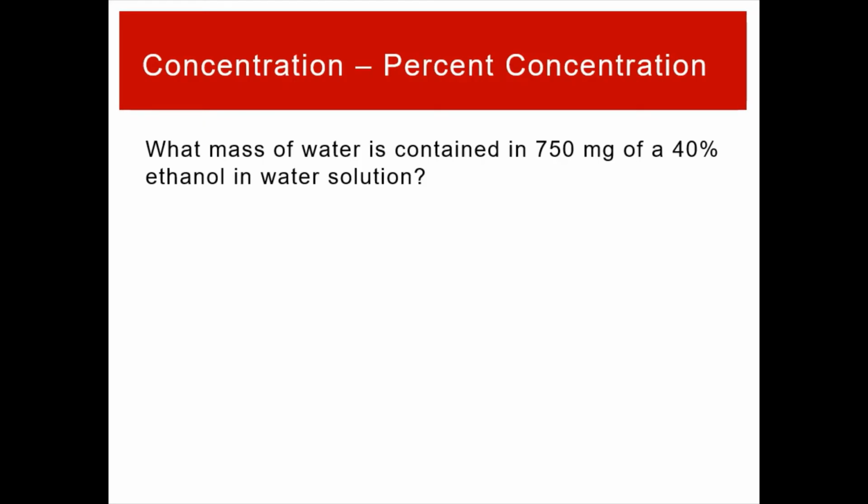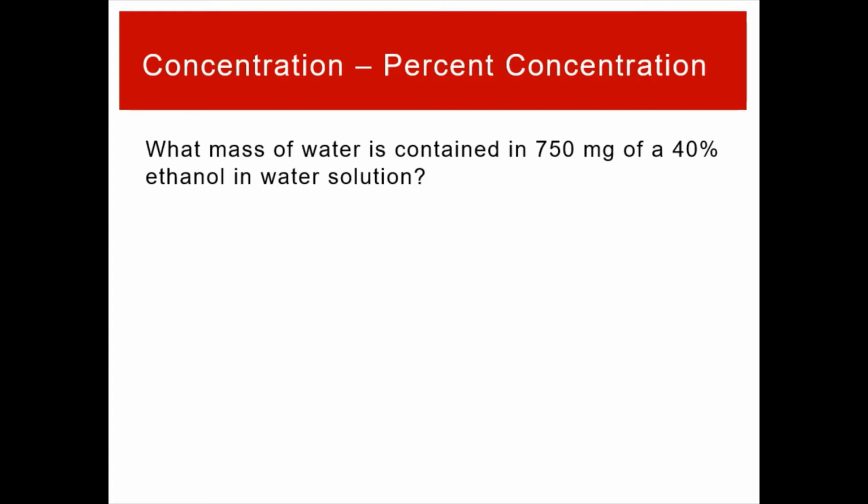So when we're dealing with concentrations, not only do we want to be able to calculate or determine a concentration given the solution that we made, we also want to be able to use a concentration to describe how to make that solution or what is inside of a solution. So for example, what mass of water is contained in 750 milligrams of a 40% ethanol in water solution?